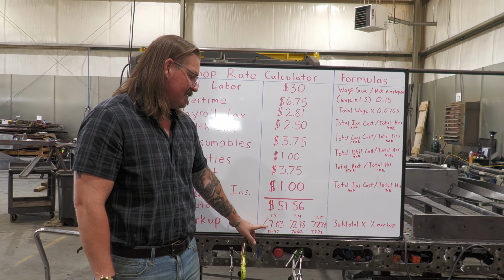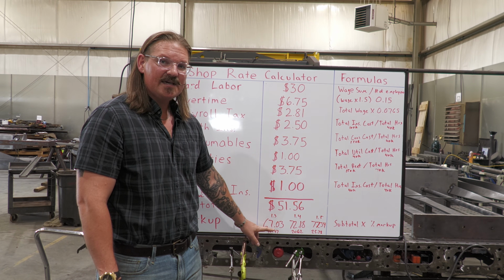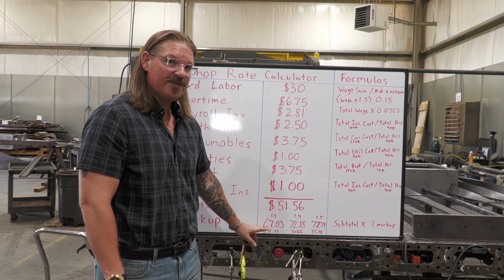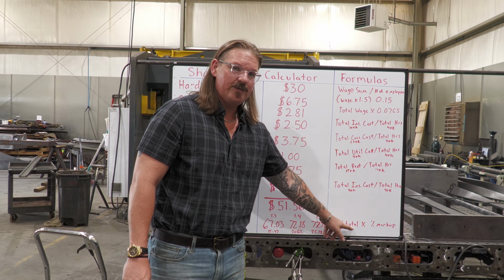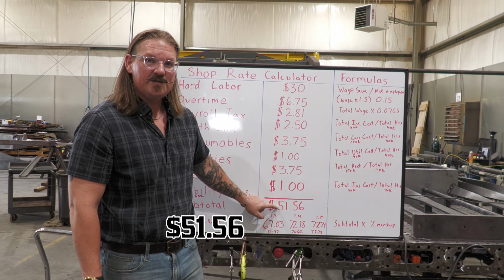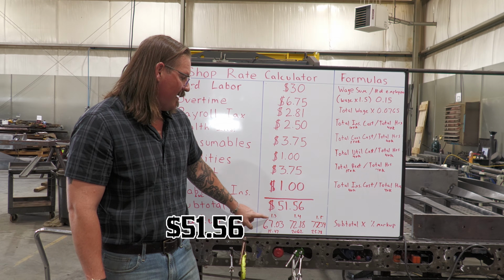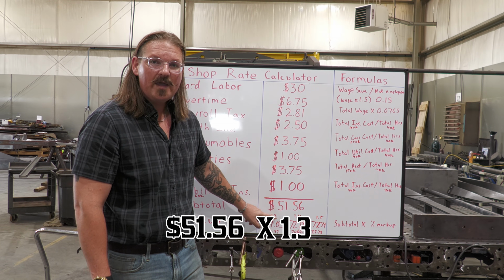So 67.03 is gonna be your shop rate if you're at 30% markup. And how you do that is you take your subtotal, which is this number right here that you got to, and you're gonna multiply that by 1.3.